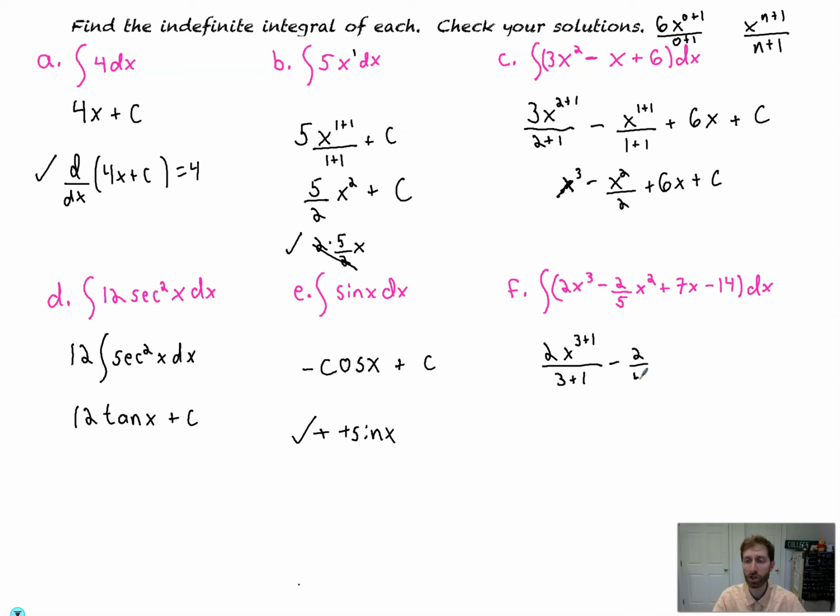Minus 2/5 is just chilling. This is going to be x to the 2 plus 1 all over 2 plus 1. Whatever that power is what the denominator becomes. Plus 7. This will be x to the 1 plus 1 all over 1 plus 1. Nice. Minus, and this will just be 14x, and don't forget about your constant of integration.